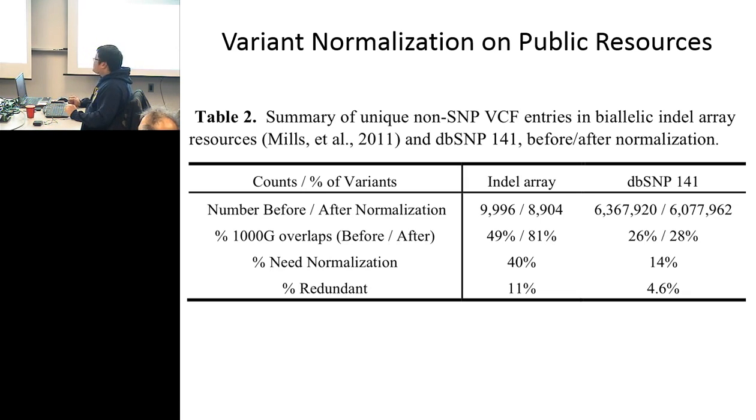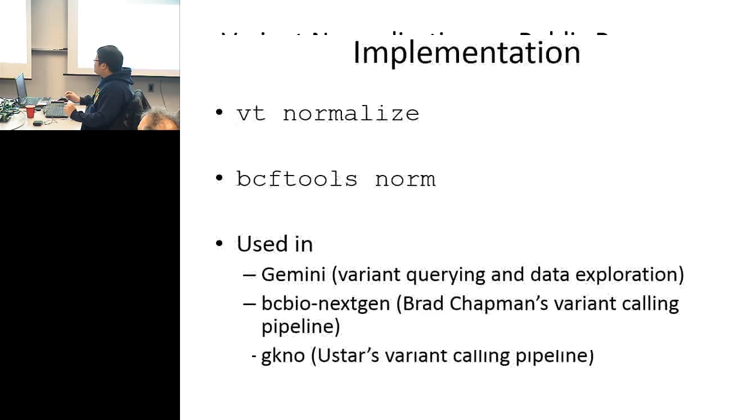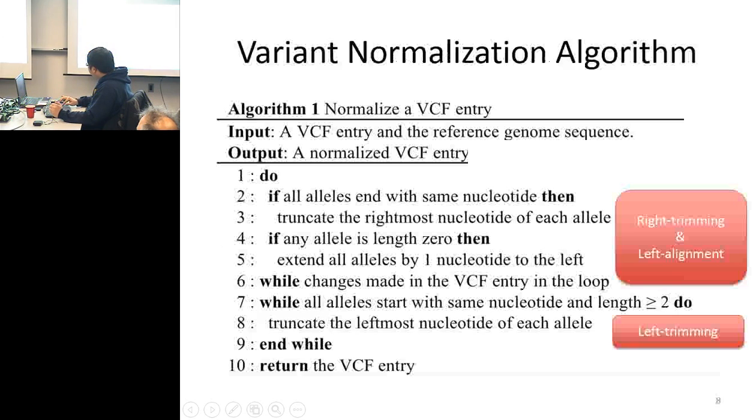Implementation-wise, it's found in vt normalize. VT has a lot of subcommands like normalize. I'll show you the wiki page later and talk more about it. BCFtools has also implemented our algorithm, so you can use it from BCFtools. It's called norm, and this tool has been used in quite a few other pipelines out there.